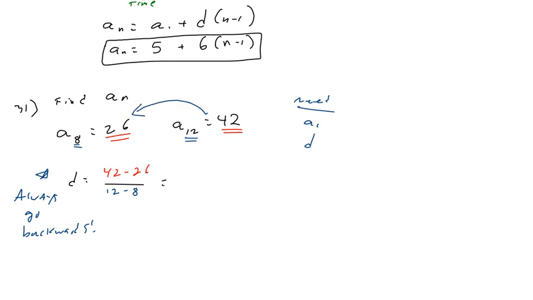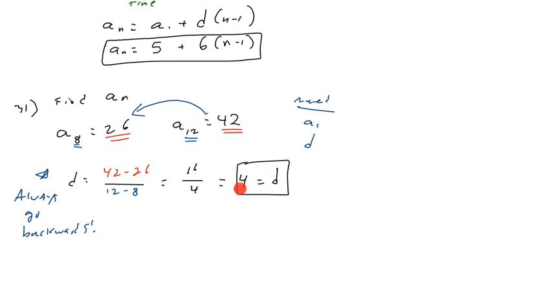So this is where we break out our calculator. 42 minus 26 is 16. And 12 minus 8 is 4. 16 divided by 4 is 4. So that's our common difference of this equation. So I know that every time I'm adding a number to the sequence here, I'm adding 4 every time. So that's my common difference.